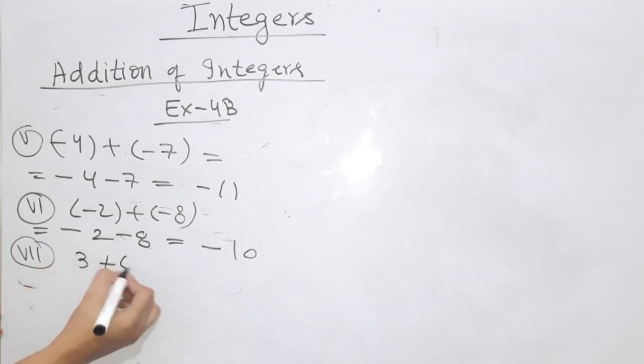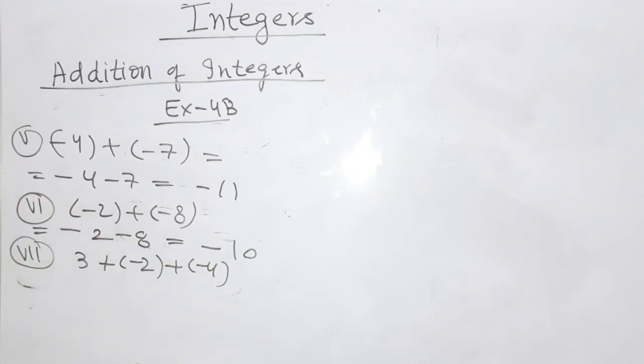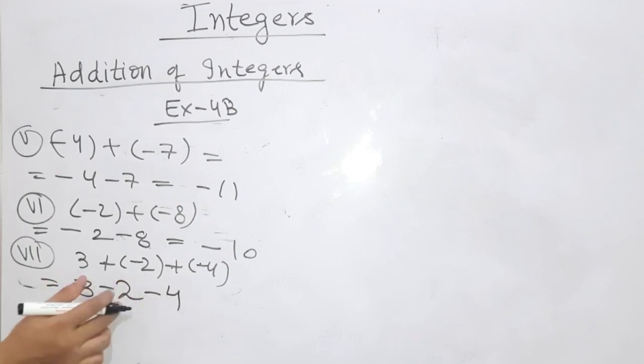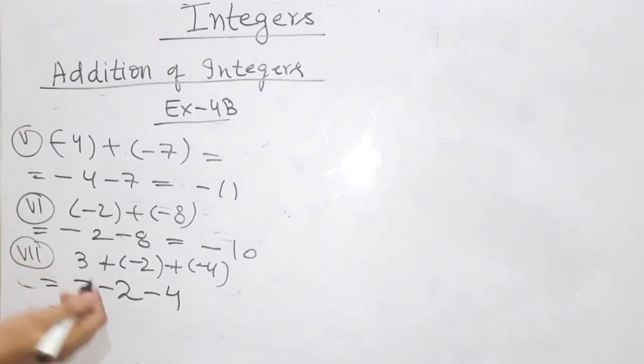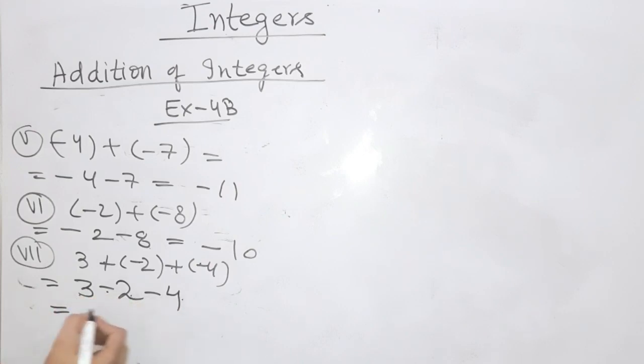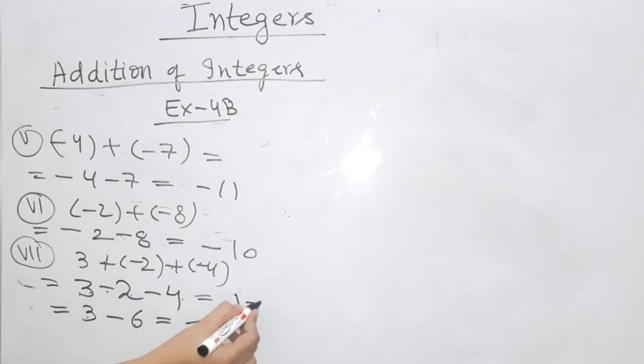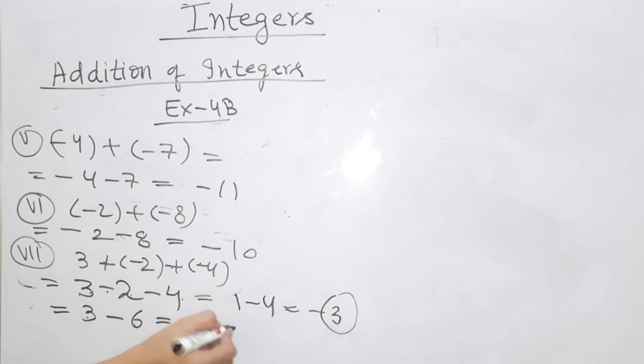The seventh option is 3 plus minus 2 plus minus 4. See, till now we were having two integers. Now we are having more than 2 integers, so we have to proceed step by step. 3, now plus minus becomes minus, so 3 minus 2, then minus 4 again. If you follow the BODMAS rule, 3 minus 6 and plus minus: one integer is positive, one integer is negative, so the answer will be minus 3. If you do it the other way, 3 minus 2 is 1, and 1 minus 4 is minus 3. See, the answer is the same in both cases.